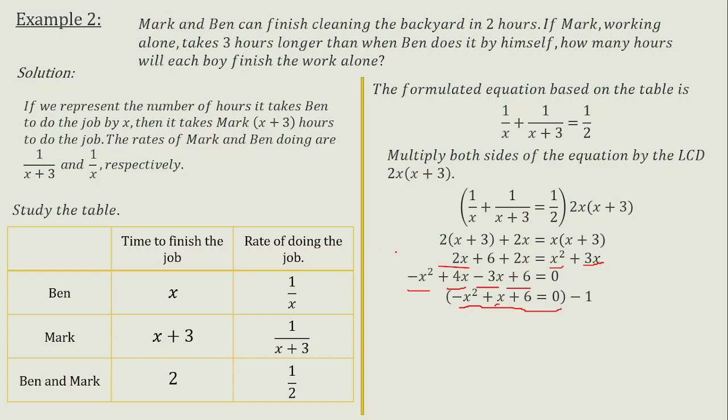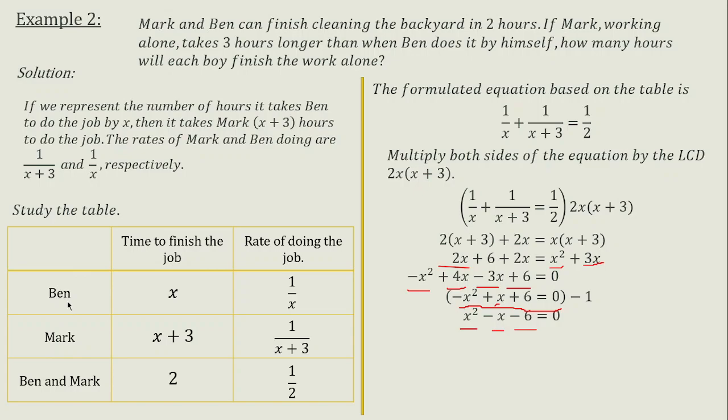So, multiply the whole equation by negative 1. So, negative 1 times negative x squared, the answer is x squared. Negative 1 times positive x, the answer is negative x. The negative 1 times positive 6, the answer is negative 6. So, the result will be x squared minus x minus 6 is equals to 0.